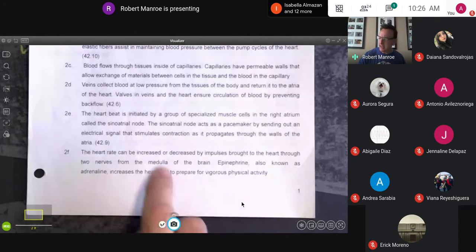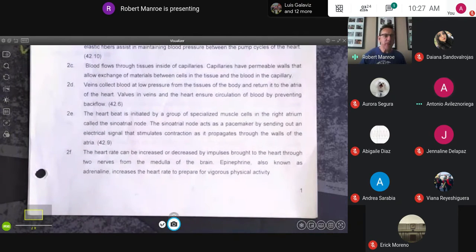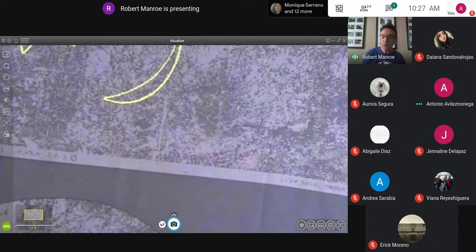Do you know what propagates means? Do you know what that term means? It means to propagate. Pardon? Spread. To spread, you bet.